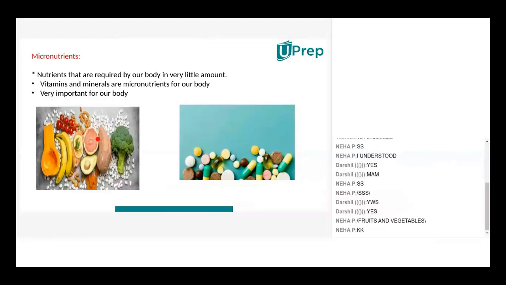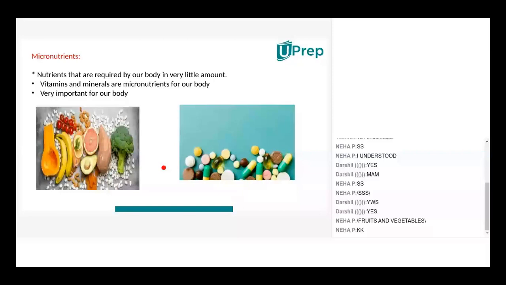Ma'am, fruits and vegetables and tablets. Yeah, so on the left you have fruits and vegetables, and these are tablets and capsules. So what is the similarity and what is the difference? Why do you think I have put up the picture here? Ma'am, fruits and vegetables are natural sources of macronutrients and micronutrients. Very good. And tablets and capsules are man-made sources of micronutrients. Very good, Pragya. Excellent.